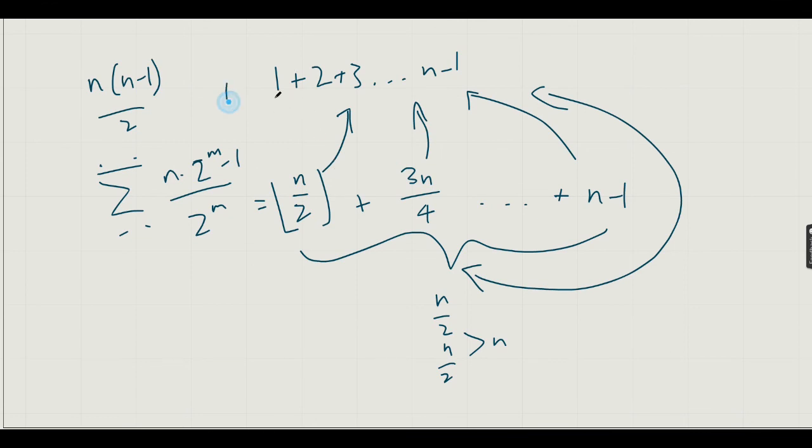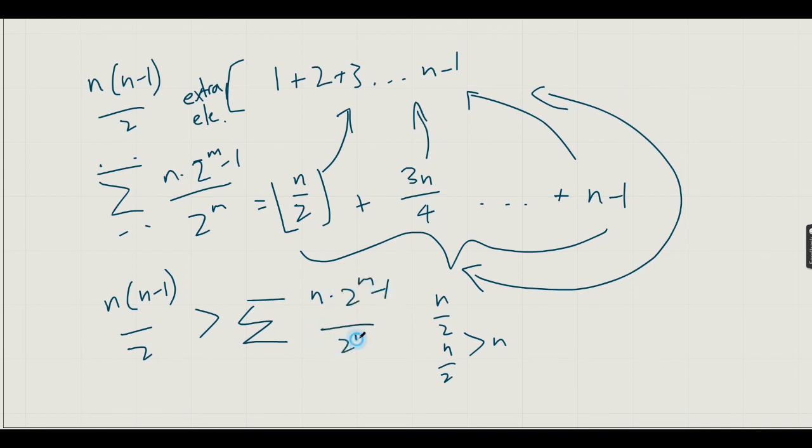But this one has extra elements. That means that n minus 1 over 2 will always be greater than this thing. This will always be less than that.